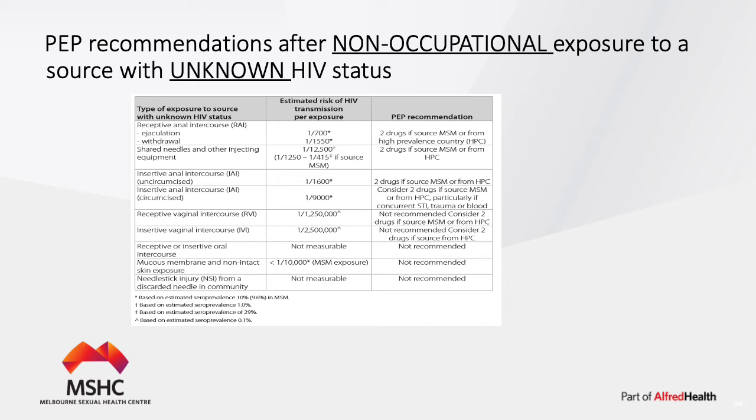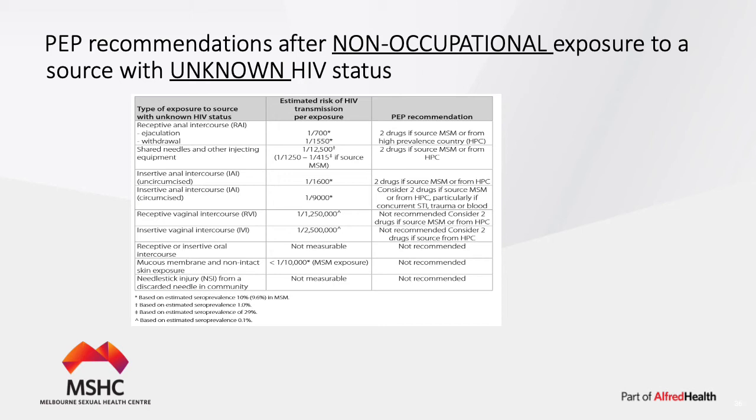Okay, if someone is receiving vaginal sex, the risk is 1 in 1.25 million. Okay, so you don't actually need to use PEP because the risk is so low. Okay, so it's not recommended, and you consider 2 drugs if the source is MSM or from high prevalence country. Insertive vaginal intercourse, so this man is inserting his penis into someone's vagina, the risk is the same. Oral sex, it's not measurable, so we don't use PEP.